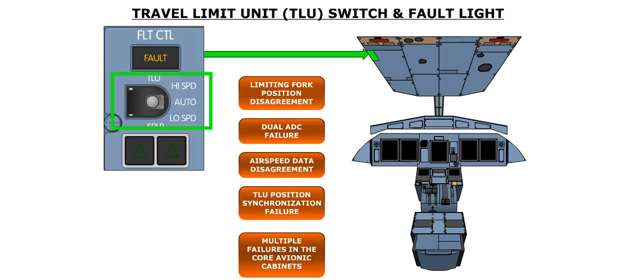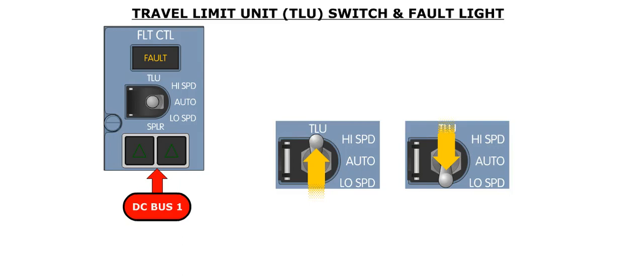The TLU switch, on the overhead panel, controls the operation of the rudder travel limitation unit. In the auto position, rudder travel will be restricted as a function of airspeed. The fault light illuminates if there is a system disagreement, a dual ADC failure, inconsistent ADC data, a failure of the TLU position synchronization system, or multiple failures in the core avionic cabinets. If the fault light illuminates, the rudder travel limit can be adjusted by lifting the guard and moving the switch to the high speed or low speed position. The TLU control system is powered by DC bus 1.